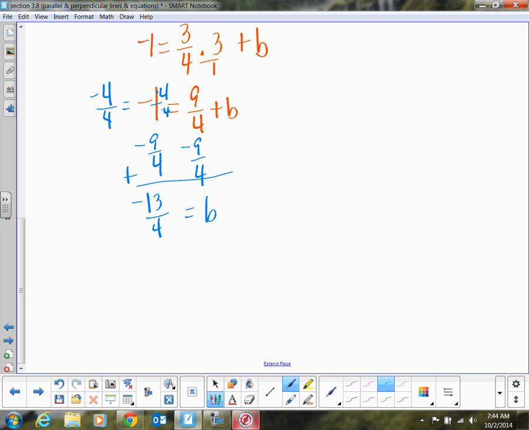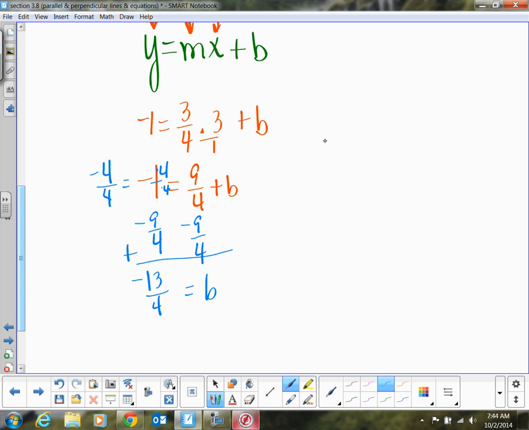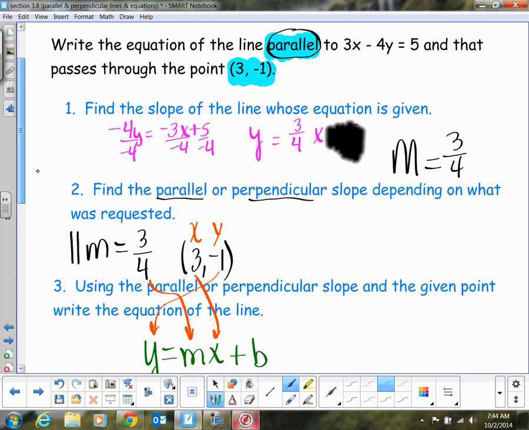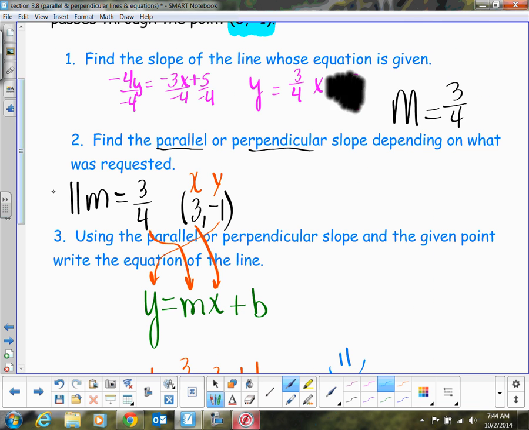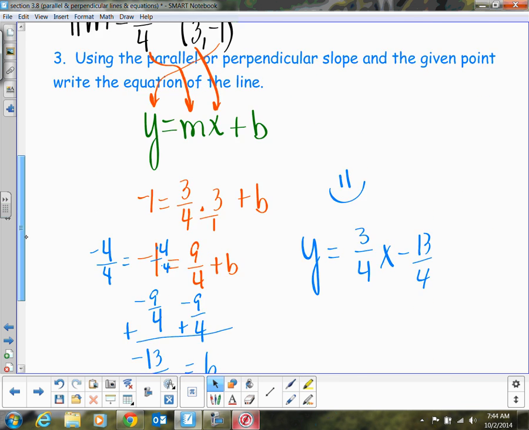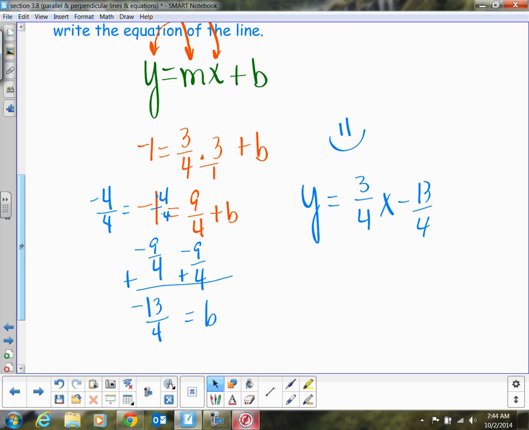Okay. So the equation of your parallel line, we're adding the opposite. I like to think of adding the opposite. The equation of your line is going to be y equals 3/4 x minus 13/4. That's the parallel line. Notice the y-intercept is different than that y-intercept, which was negative 5/4. Notice they are different. That is why you can't use that y-intercept.